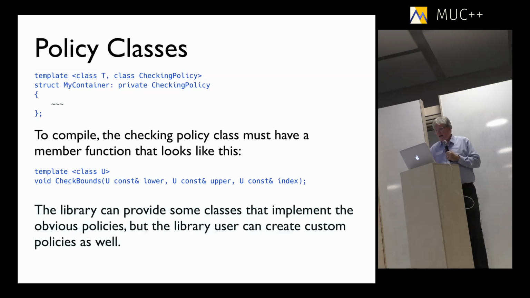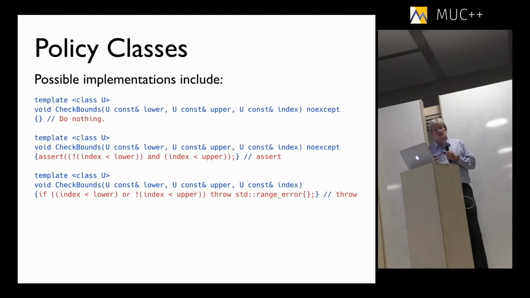But the author of the class could create some reasonable policy. So the author of the class might create the do nothing policy or the assert policy or the throw policy. And what's happened now is that the author ships a library, and if what you want is the do nothing, then you just say, here's my container, and I'm going to use the do nothing policy as my policy class.